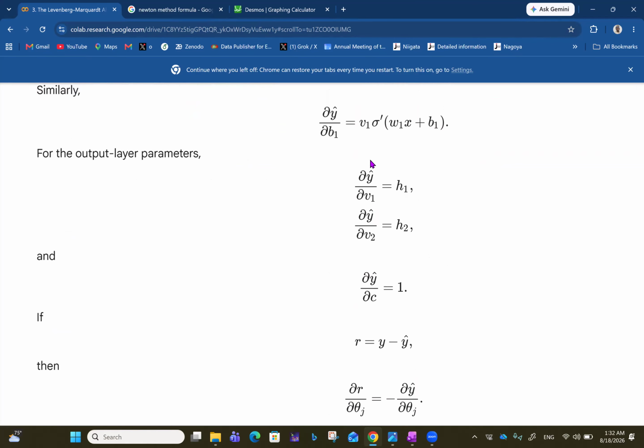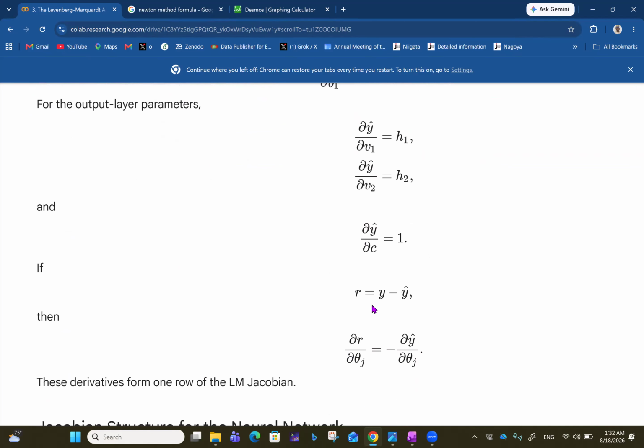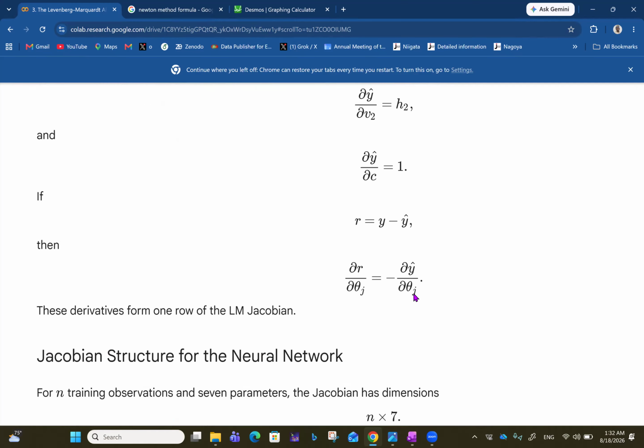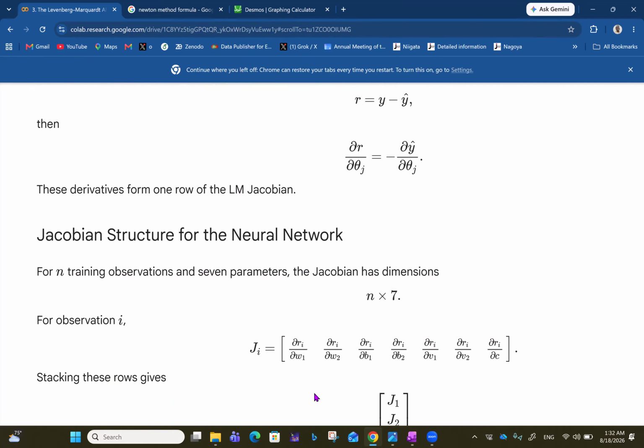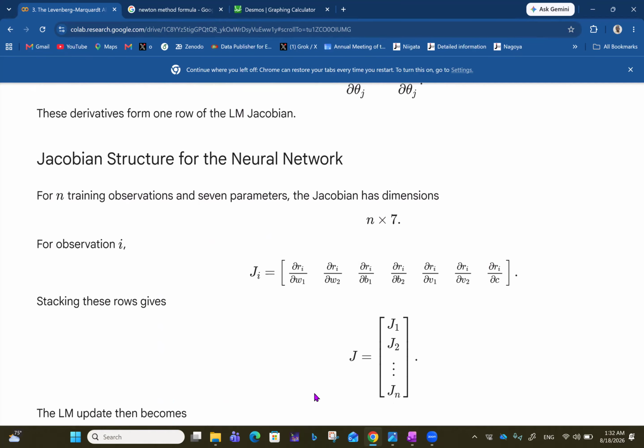So for the output layer parameters, we have partial y cap partial v1 equals h1, partial y cap partial v2 equals h2, and then partial y cap partial c is 1 because this is just c. So if r is y minus y cap, that's the residual, then partial r partial theta j equals minus partial y cap partial theta j, and these derivatives form one row of the Levenberg-Marquardt Jacobian. So we'll talk about the Jacobian structure next.